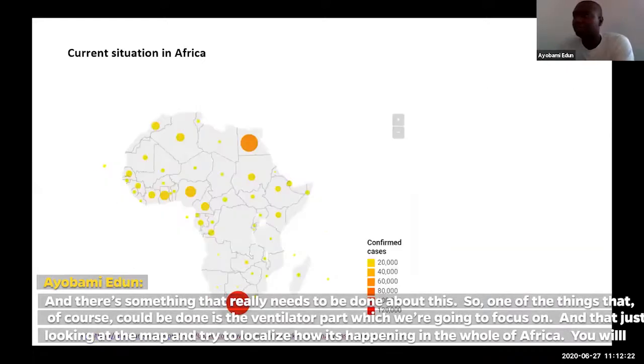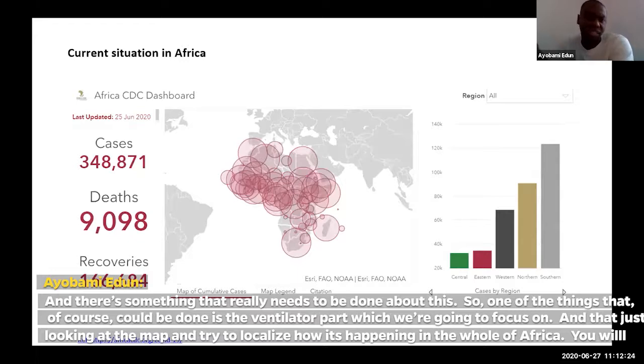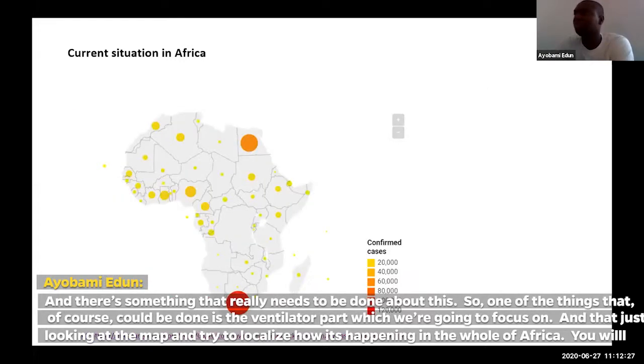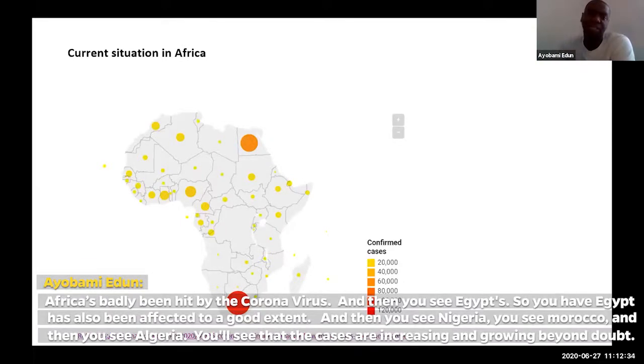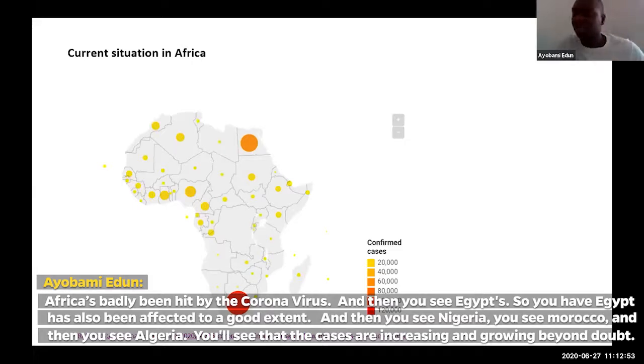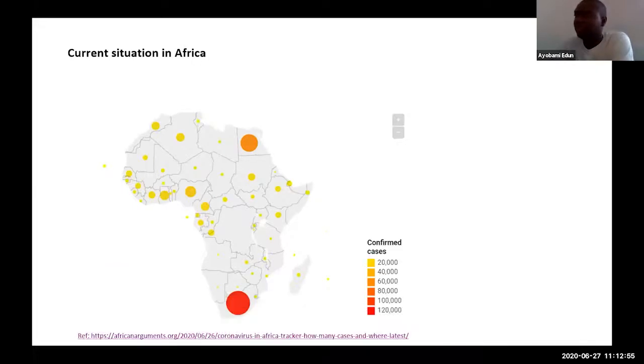So one of the things that of course could be done, just the ventilator part, which we're going to focus on. Just looking at the map, let's try to localize how it's happening in the whole of Africa. You see Africa is badly being hit by the coronavirus, and you have Egypt at the top there. Egypt is also being affected to a great extent, and then you see Nigeria, Morocco, and Algeria. You see that these cases are increasing and going beyond hands.